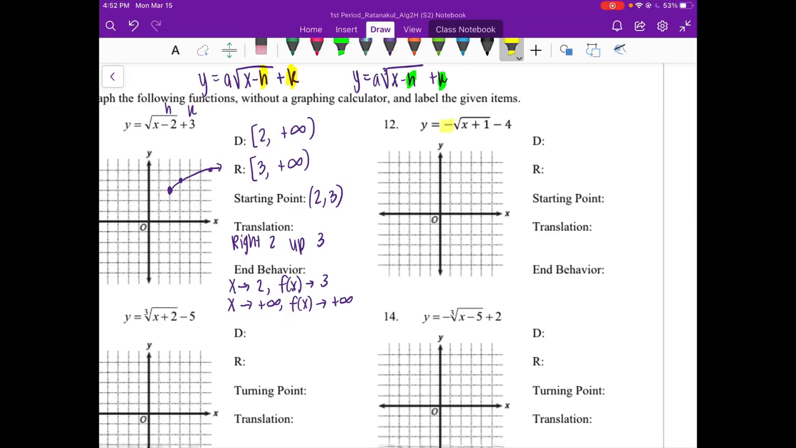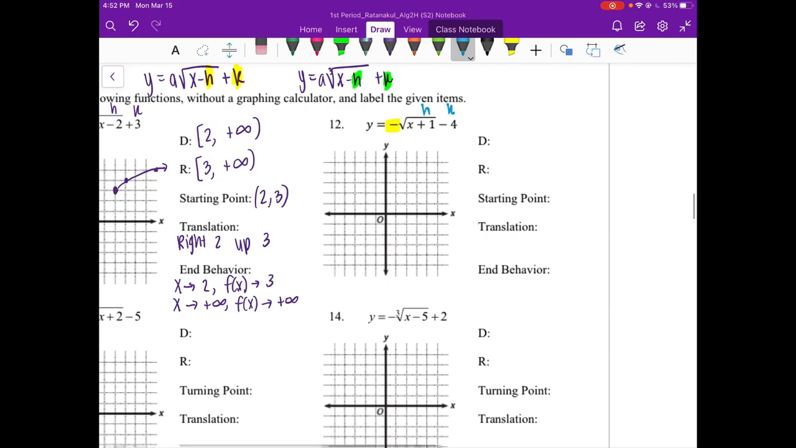Okay, number 12 is very similar, except we have a negative sign. So our graph will be reflected. My starting point is negative 1, negative 4, because that's my h and my k. It's still going to point to the right, but now I'm going to go over to the right and down 1, over 4, and down 2, because it's reflected, so it looks something like this. Domain is negative 1 to positive infinity. My range is negative infinity up until negative 4.